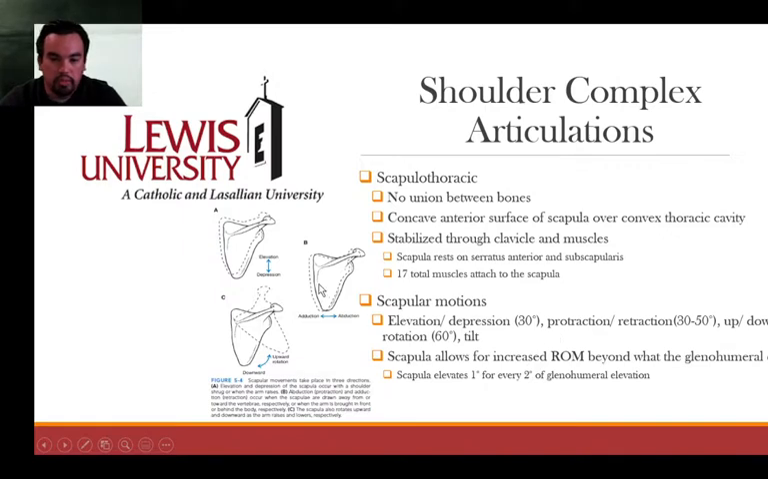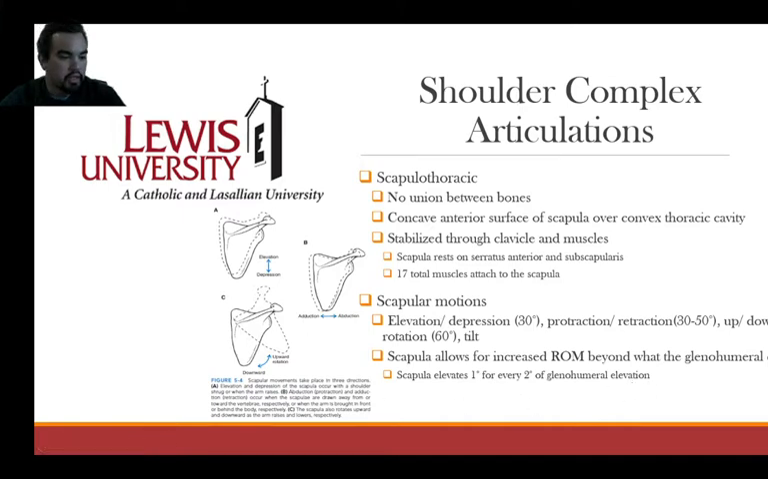And then, as we said, the protraction and retraction, which is also adduction and abduction, because as we retract, we pull our shoulder blades closer to midline, right, for our adduction. And then as we protract, push forward like that, we get our abduction. That's about 30 to 50 degrees, depending on how strong the muscles are on the back end and everything like that. The scapula allows for increased range of motion beyond what the glenohumeral joint alone can create. The scapula will elevate 1 degree for every 2 degrees of glenohumeral elevation.